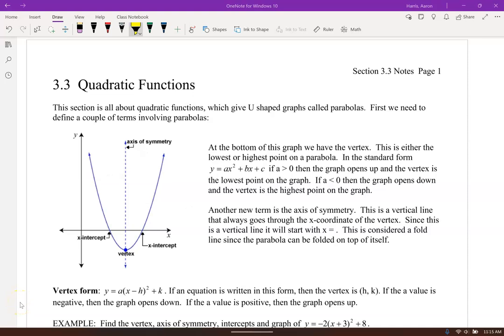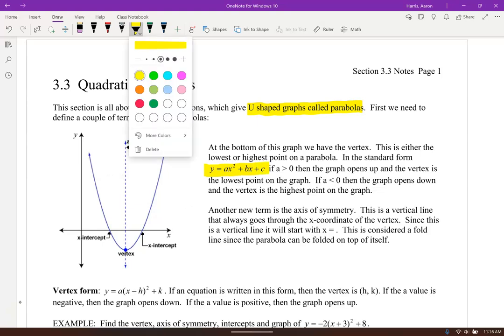All right, we're going to take a look at quadratic functions. So these are our U-shaped graphs, or what are called parabolas. And they're in standard form when it's listed as y equals ax squared plus bx plus c.